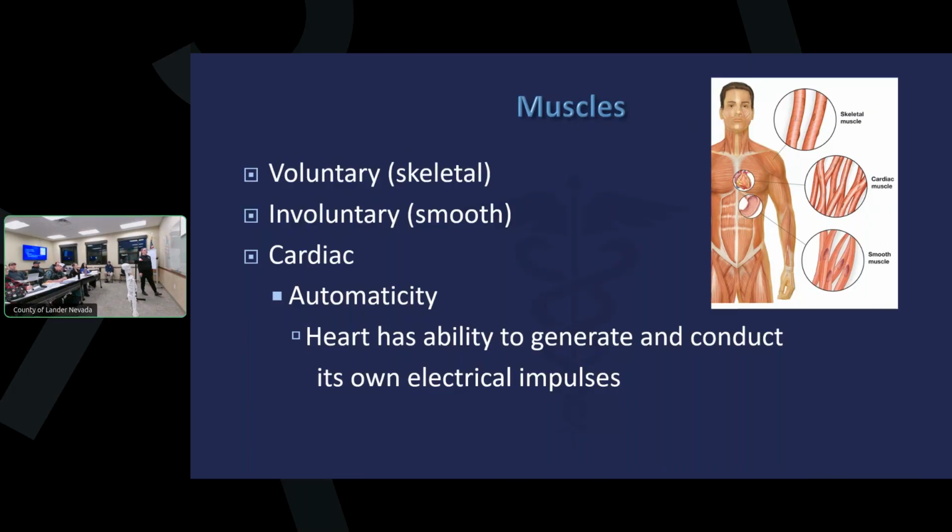Then you have your cardiac. Cardiac muscles are special because they have automaticity. What that means is they're able to direct electricity through their muscle, and that's what allows your heart to beat, right? So that's what we're looking at whenever we pull up a 4-lead or a 12-lead, that picture we were looking at out there. That's what it's reading. It's reading the automaticity of your heart.